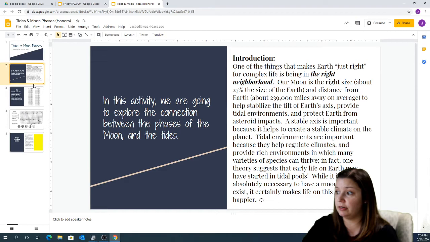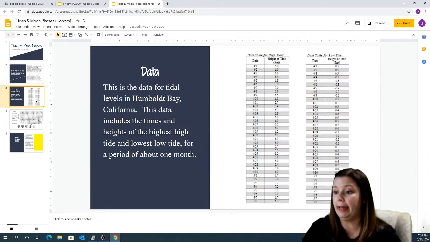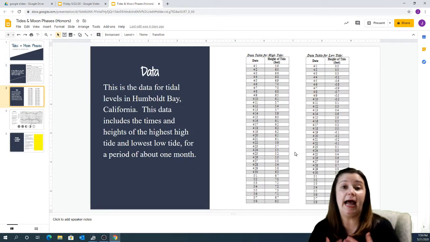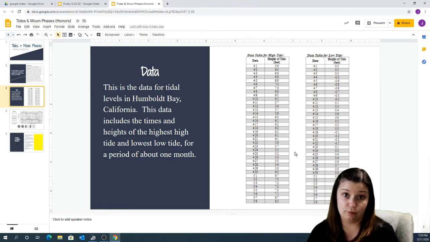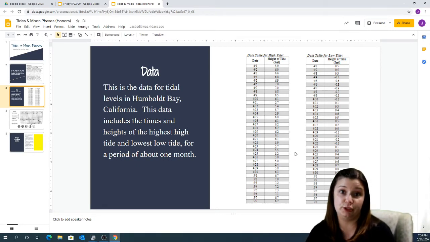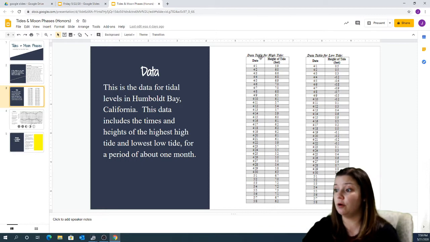So background information, make sure you read that, okay? And then you have the data. I have done the graph for you, okay? I've plotted all the ocean data. This is just from Ocean Buoys, okay?